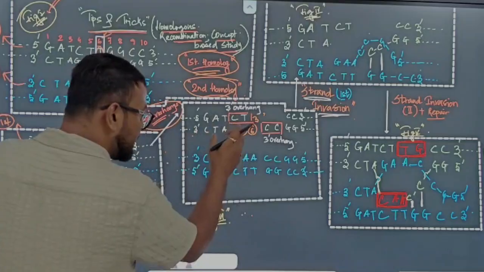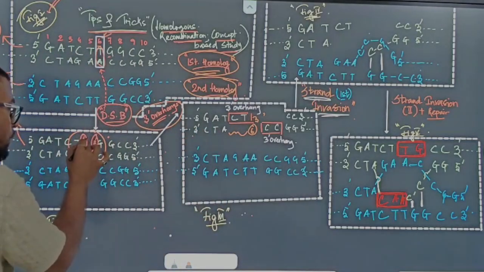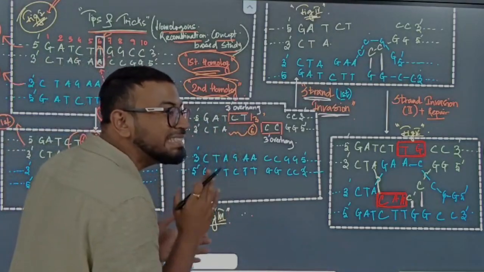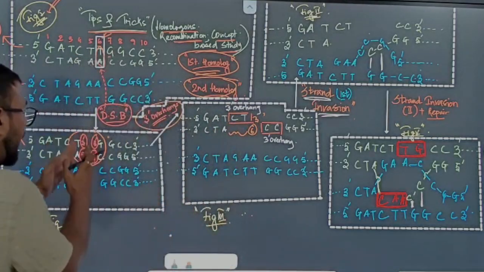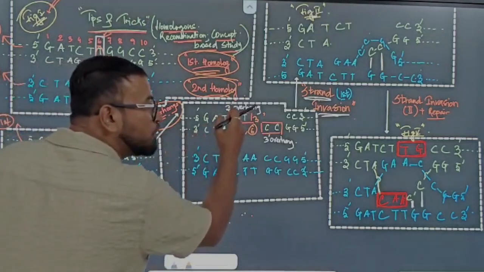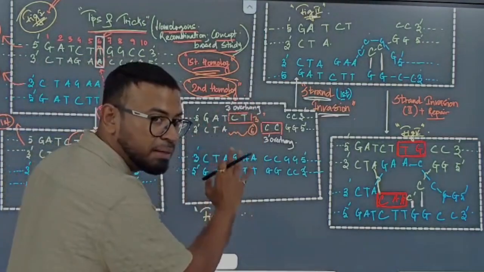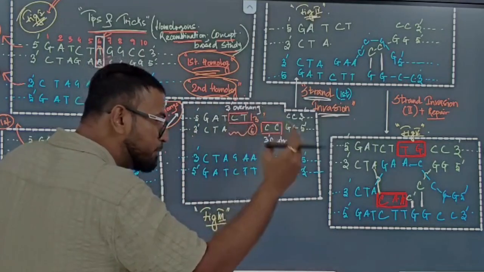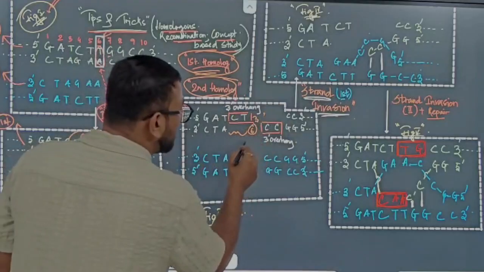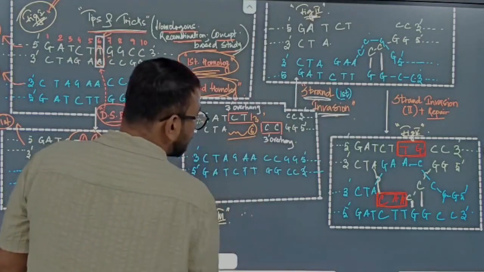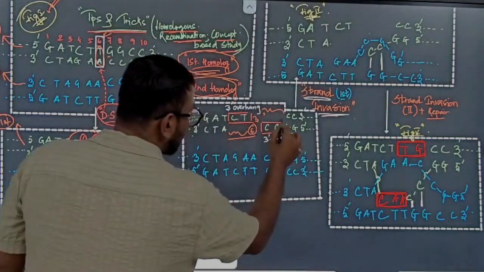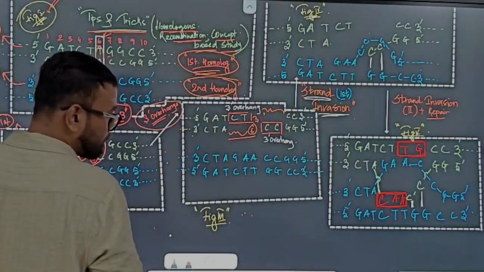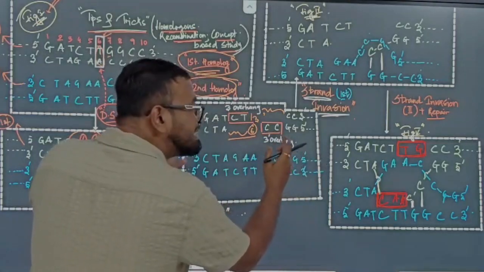Then only can this blunt cut be converted into a 3' overhang staggered cut. As simple as that. Just for this purpose, we have to remove certain bases from the 5' ends, just like this over here and just like this over here. So now we have our 3' overhangs. But the other homolog remains as it is.